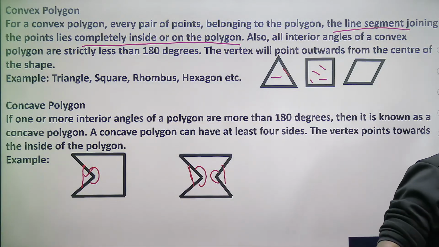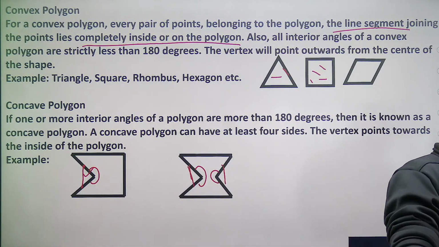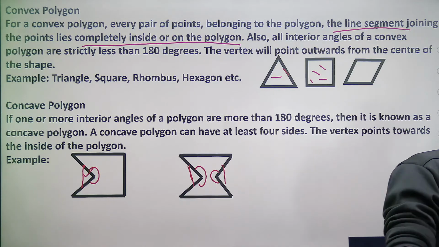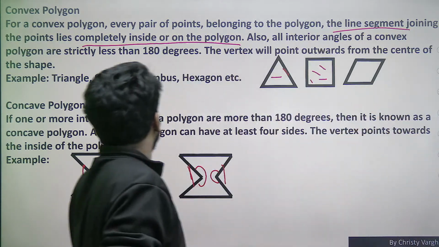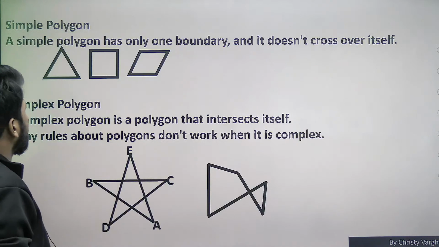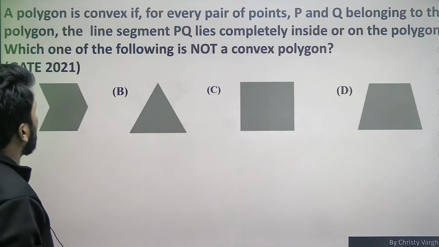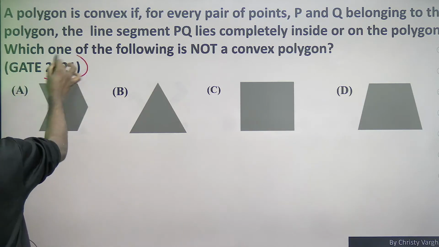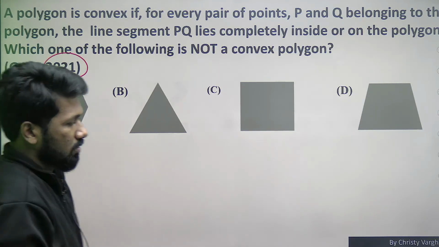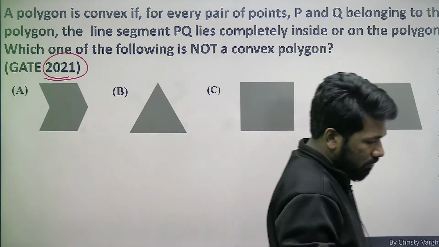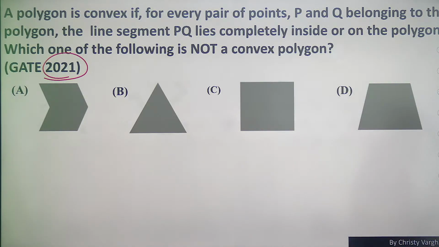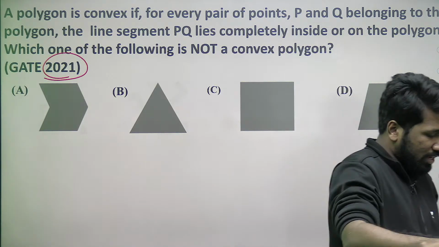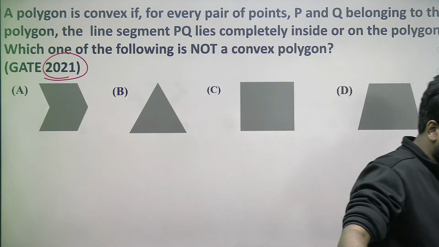All angles less than 180, that is convex polygon. Did you all understand this? Actually, there was a direct question asked in the GATE 2021 paper. Make a try, all of you. Now all of you are clear about this, I guess. Now all of you should get this right. Please post your answer in the chat after trying.